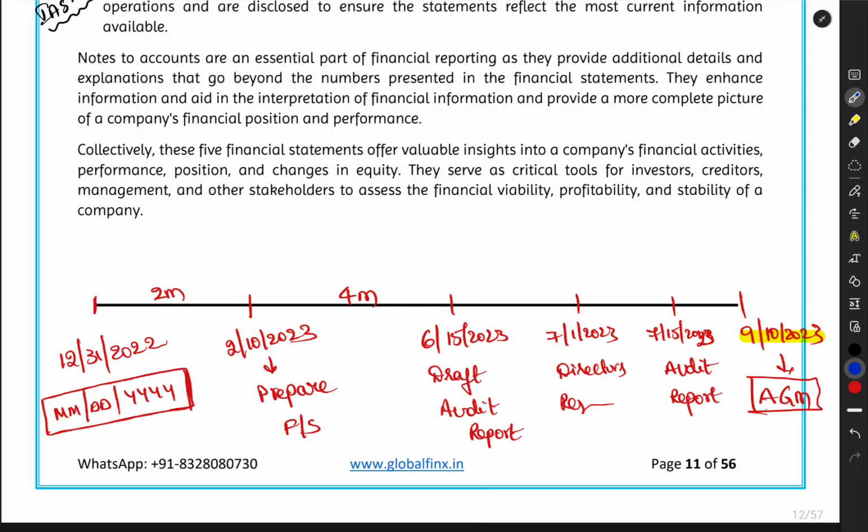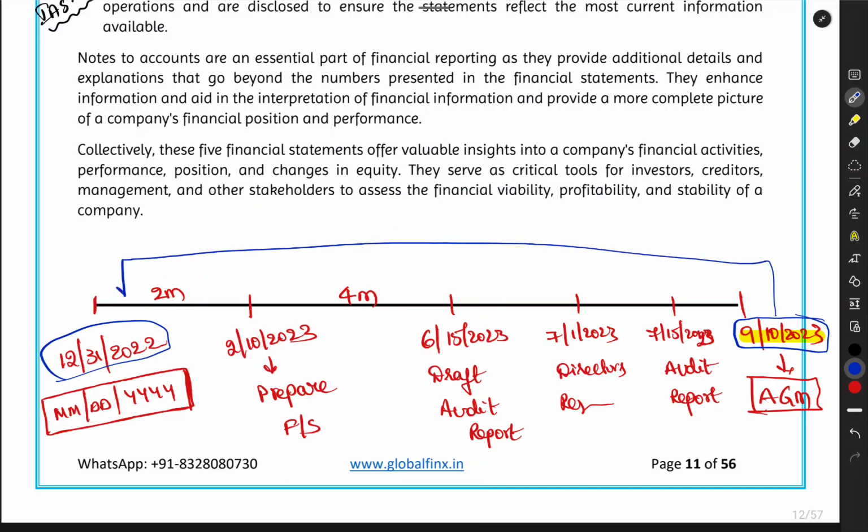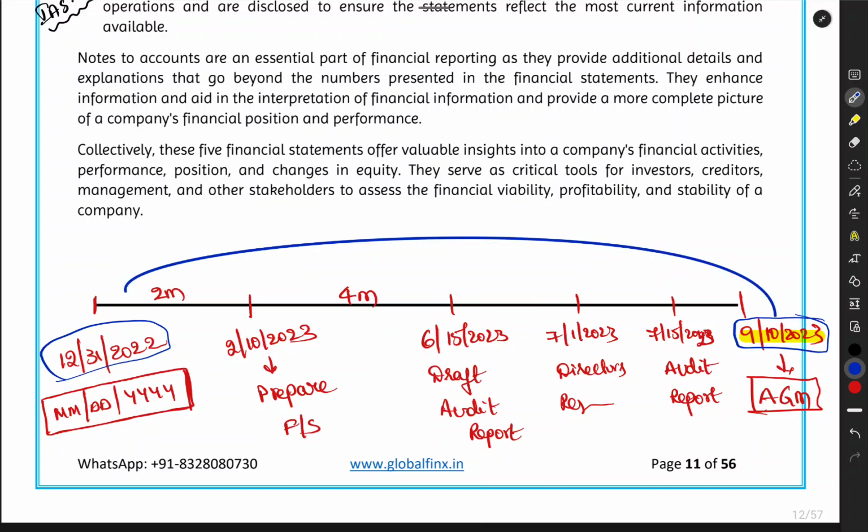But understand this, the problem with that is, you are sitting on September 10, 2023. You are looking at the financial statements as on 31st December 2022. That means you are looking at financial information which is 9 months old. 9 months old financial information you are reading now. Will it be useful for you to take financial decisions based on that? 9 months old information. Will it make sense to you?